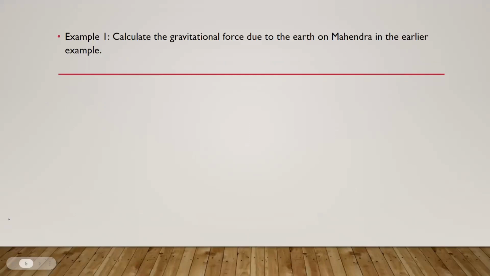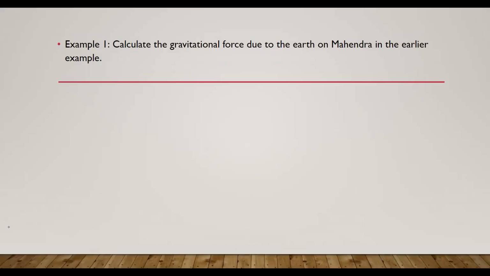Next, this will be from page number 7. Calculate the gravitational force due to Earth on Mahendra in the earlier example. So again, we have to find the gravitational force, but due to Earth's gravitational force. So here you will need the mass of Earth. Mass of Mahendra you have. Mass of Mahendra is 75 kg. Mass of Earth, remember, 6 into 10 raised to 24 kg.